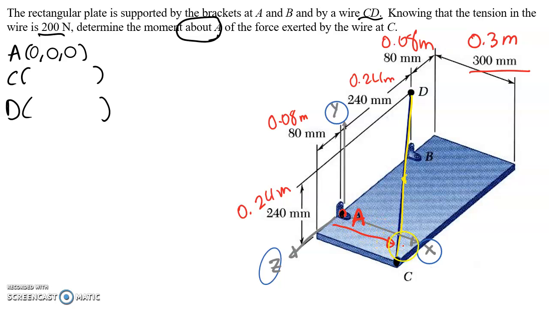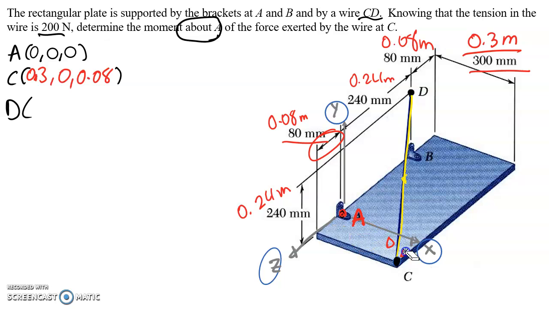Knowing that, we can now set the coordinates in meters. So C is displaced this much in X, and it is at the same level as A. That means we will have positive 0.3 in X. We will have 0 in Y since it's at the same level as A, and we will have this displacement that stands for this one right here, which is 0.08 in Z.